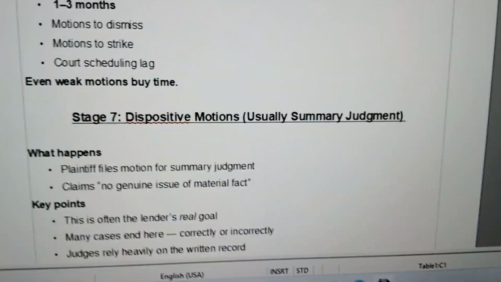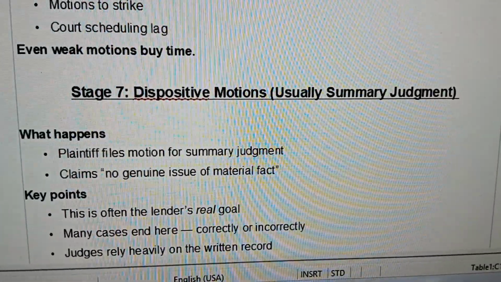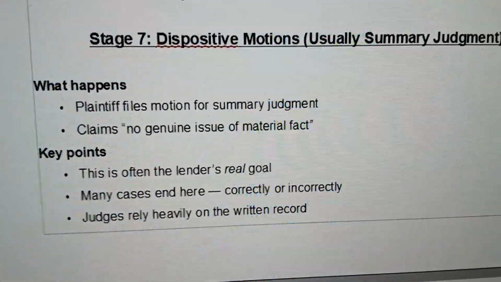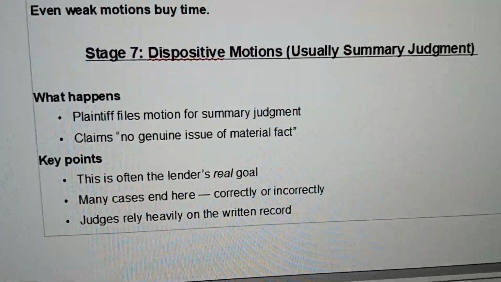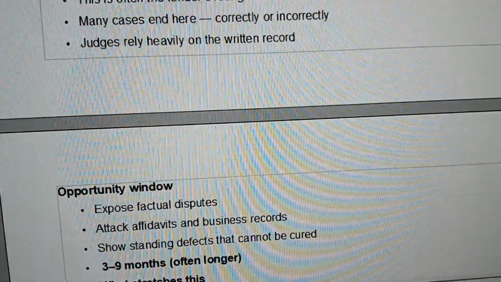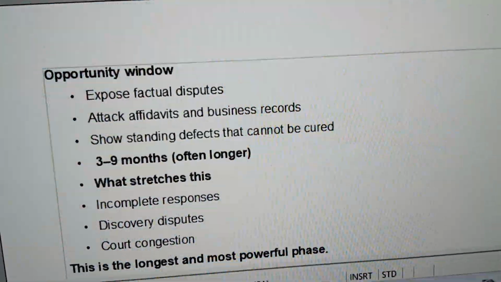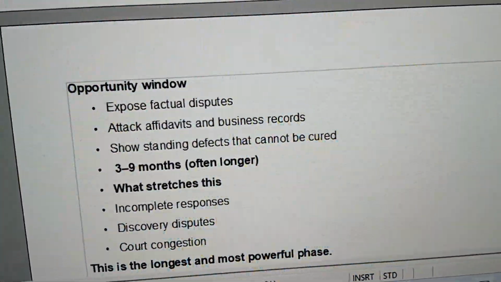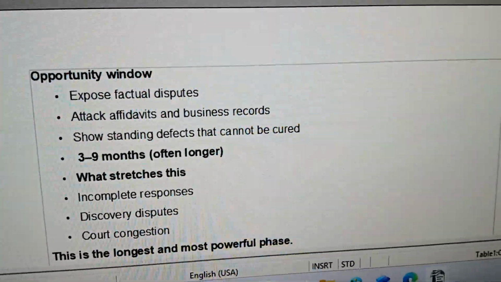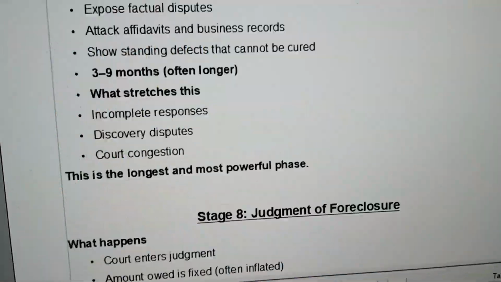Stage 7, dispositive motions, usually summary judgment. What happens? The plaintiff files a motion for summary judgment, claiming no genuine issue of material fact. Key points: this is often the lender's real goal. Many cases end here, correctly or incorrectly. Judges rely heavily on the written record. Opportunity window: expose factual disputes, attack affidavits and business records, and show standing defects that cannot be cured. This takes 3 to 9 months, often longer. What stretches this is incomplete responses, discovery disputes, and court congestion. This is the longest and most powerful phase.